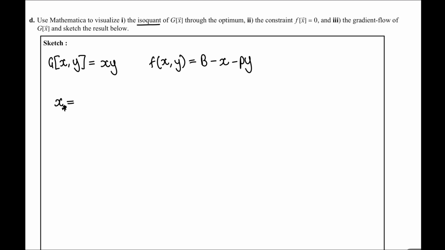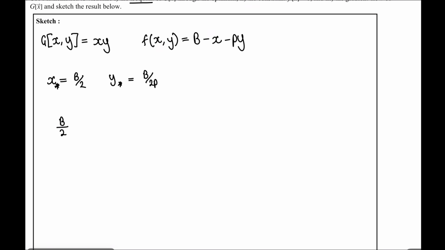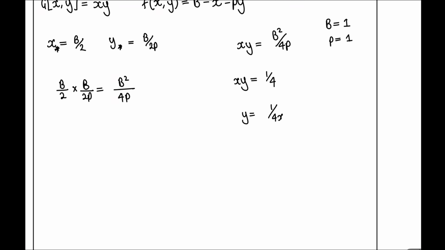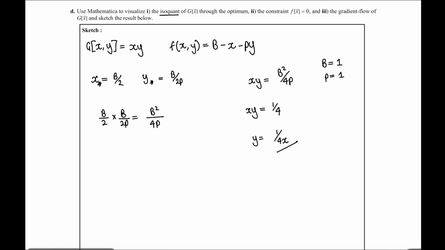So we got the optimum value of x was b over 2, and then the optimum value of y was equal to b over 2p. If we now multiply those together, we get b squared over 4p. So we would have to draw xy is equal to b squared over 4p. For simplicity, I am going to be saying b is equal to 1, p is equal to 1 as well. So we get xy is equal to 1 over 4. Hopefully you can see this is just a reciprocal graph, so 1 over 4x. So we will have to draw this.